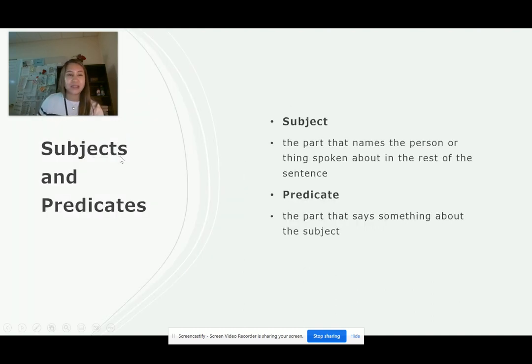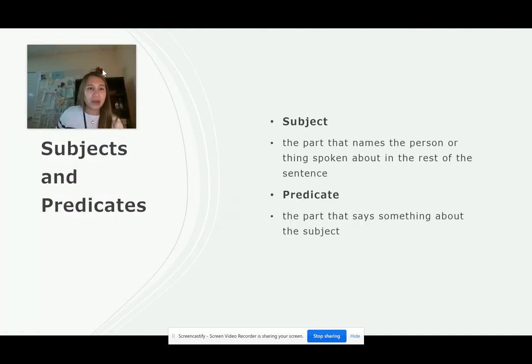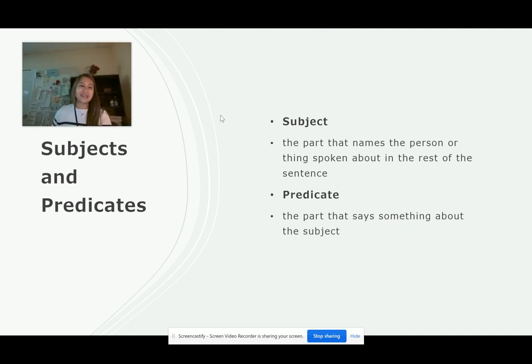Next, subjects and predicates. So, what is a subject? The subject is the part that names the person or things spoken about in the rest of the sentence. So, the name of the person and the thing or the object that they are talking about in the sentence, that is our subject. What's the topic of our sentence? That's the subject.